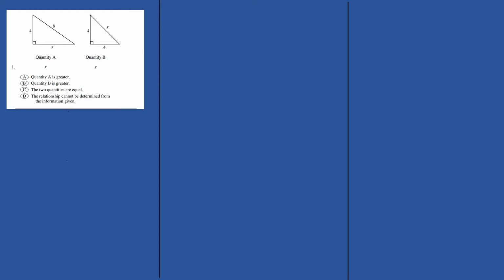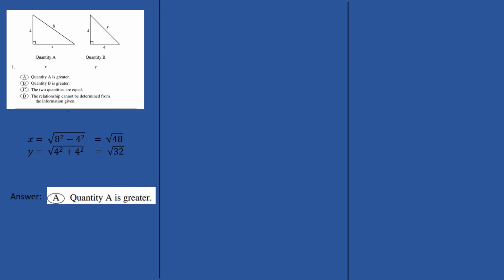The first question says that there are two quantities where the Pythagorean theorem can be used, and you have to check whether these quantities satisfy one of these results: Quantity A is greater, B is greater, the two are equal, or you cannot find any relationship here. Now, using the Pythagorean theorem, we can find x as the square root of 8 squared plus 4 squared, which is the square root of 48. For the second one, it is the square root of 4 squared plus 4 squared, which is 32. And you can say that quantity A is greater.